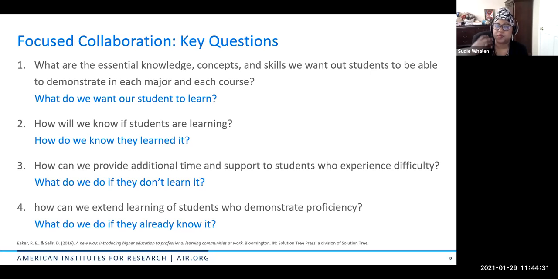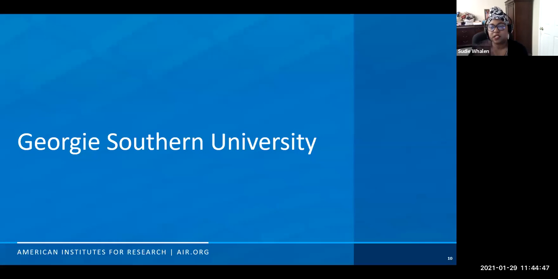So we're looking specifically at what we want them to learn. We're looking at evidence and of results that tell us how we know they've learned it. We're also looking specifically at what to do if they don't learn it, and then we're moving into what to do if they already learned it. So now let's look at a couple of universities and colleges that have applied professional learning communities or faculty learning communities specifically, and let's discuss what happened in these situations.